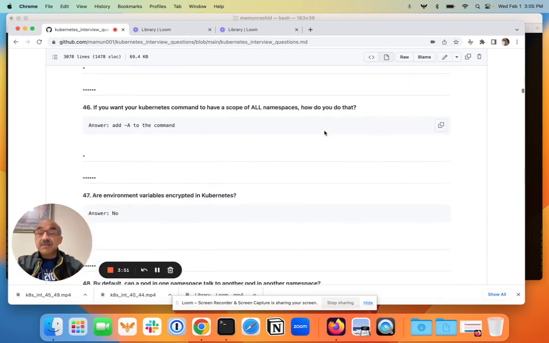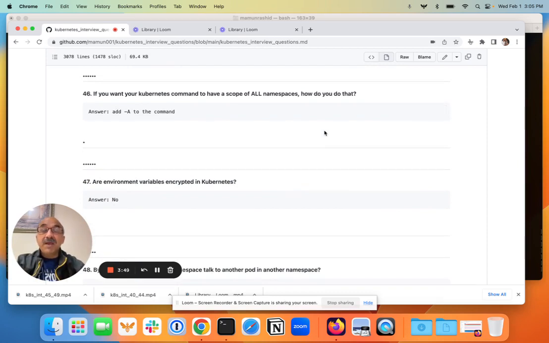The next question today is, if you want your Kubernetes command to have scope of all namespaces, meaning, for example, if I want to know what pods are running in the default namespace, I can just do kubectl get pods. If I want to know what pods are running in a different namespace, say foo, I would say kubectl get pods -n foo. But sometimes you want to know what's running in every namespace. Then all you have to do is minus capital A, right?